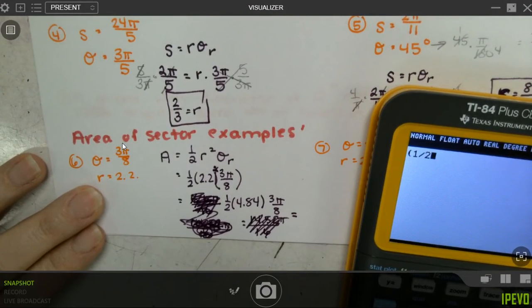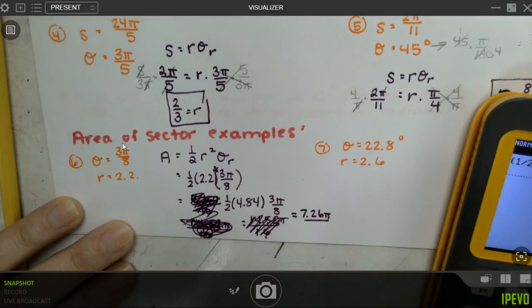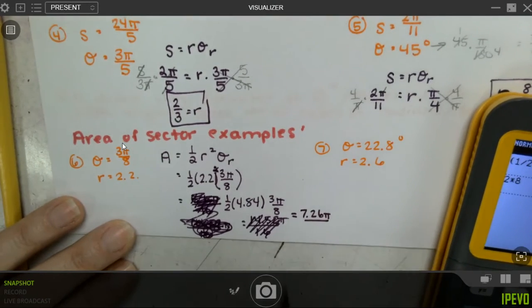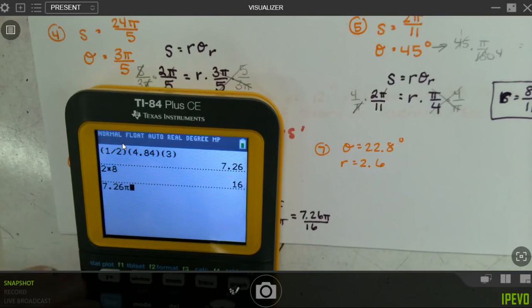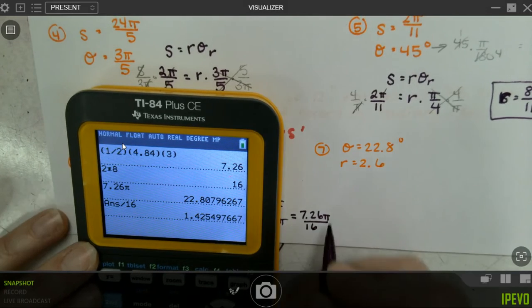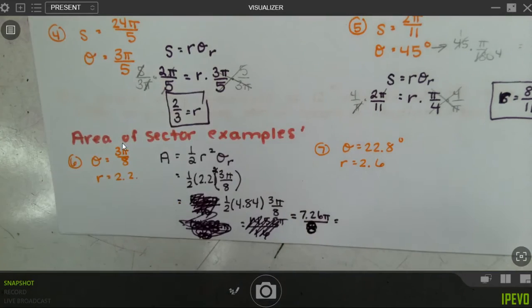1/2 times 4.84 times 3 is 7.26 pi over 2 times 8 is 16. And then for this, what we want is the answer as a decimal. So I'm just going to do that. I'm going to get 1.4. No, again. Oh, guys. All right, that's an 8 because I had already multiplied by 1/2.